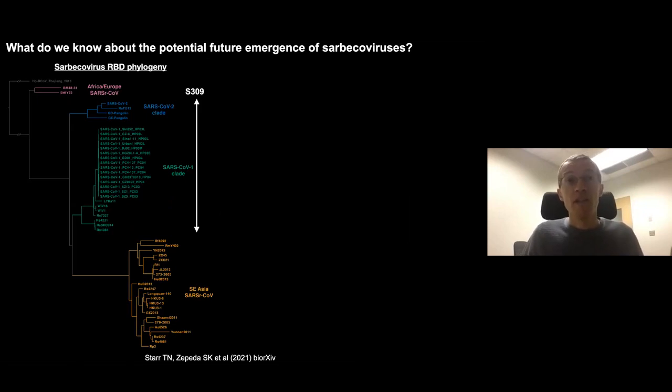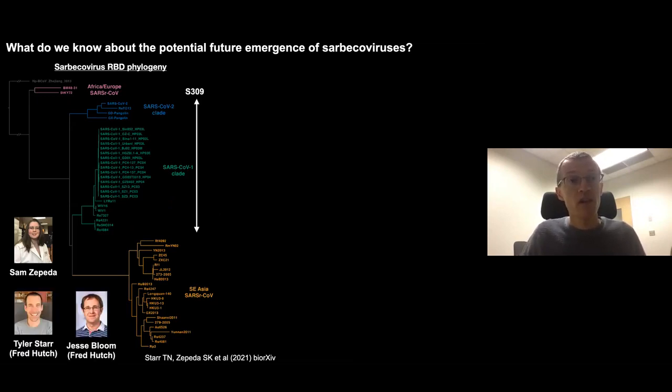So S309 neutralizes viruses belonging to clade 1A and 1B that cover SARS-CoV-1 and SARS-CoV-2, but it does not cross-react with viruses belonging to the other two clades of the SARS-CoV virus subgenus. A legitimate question is, how much should we be worried about these viruses, the ones that are not similar to SARS-CoV-2 and SARS-CoV-1? So Sam, a grad student in my lab, decided to answer this question, and she teamed up with Tyler Starr in Jesse Bloom's lab to try to understand if viruses from other clades could actually use ACE2 and could potentially use human ACE2, which would suggest that they are poised for human infection.